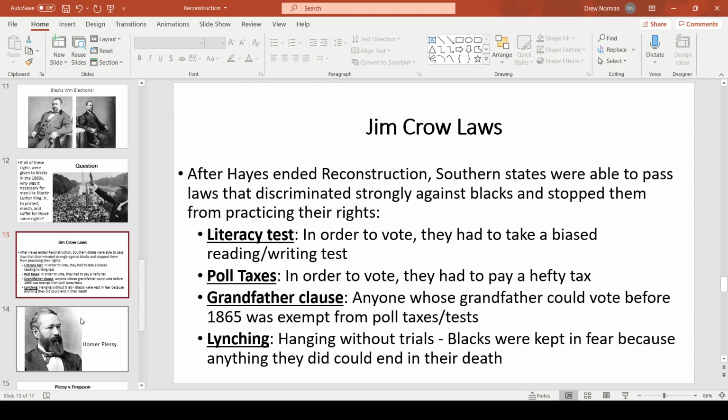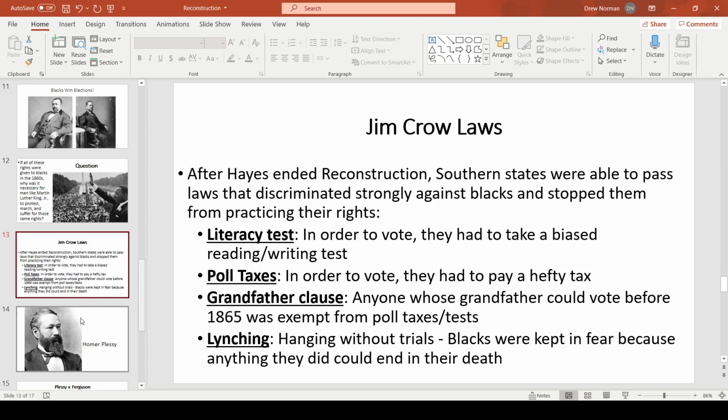Then you have poll taxes. In order to vote, you had to pay a hefty tax. Now, for many African Americans who had just been released from slavery, they did not have the extra income to pay just to vote. They needed to support their families and make their way in life. So these taxes were another deterrent, or way of stopping African Americans from practicing their rights.